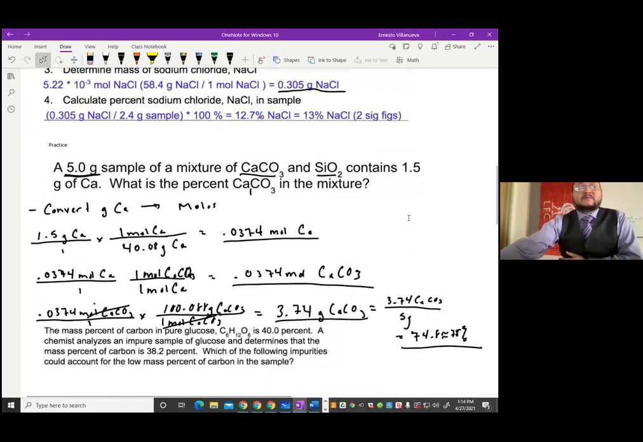Now, these practice problems in here are for you guys to work out, either in a review session with me or on your own. Questions?